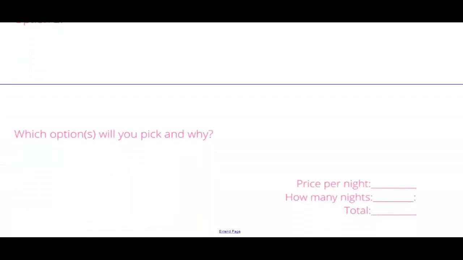2 options. You're going to tell us why you picked what you picked, and then price per night, how many nights, and your total. Keep in mind that if you're staying 4 days, you're going to have 3 nights. If you're staying 6 days, you're going to have 5 nights. So keep those numbers in mind. Okay?